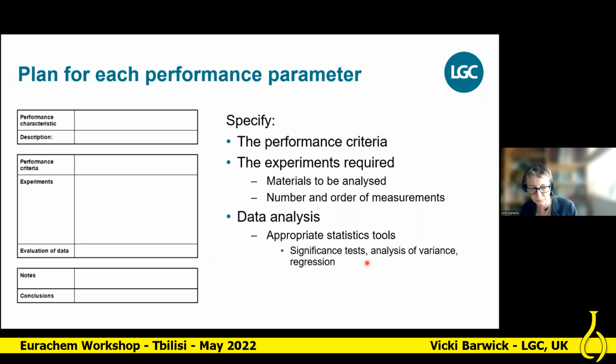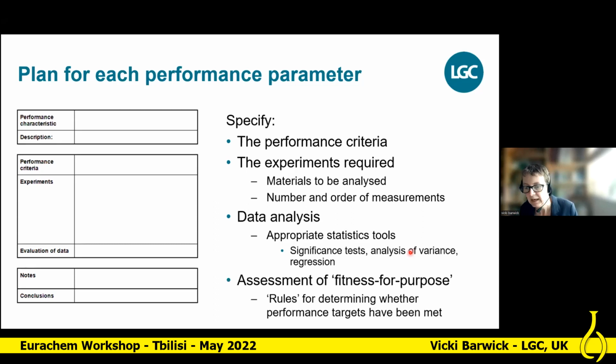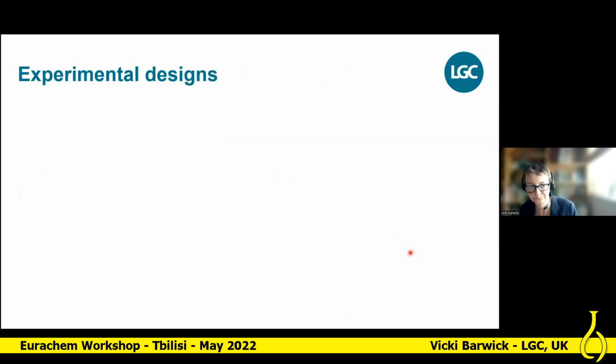So there's some specific tools that we might use in validation. So regression is obviously very common, particularly looking at issues around linearity. We might use analysis of variance, which I will illustrate in a moment. So particularly if we're looking at precision, but also we might use other significance tests as well to help us to establish whether we might have any bias in our measurement procedures. And then finally, we have to decide how we're going to assess fitness for purpose. So how do we decide whether our method is actually fit for purpose? What rules are we going to use?